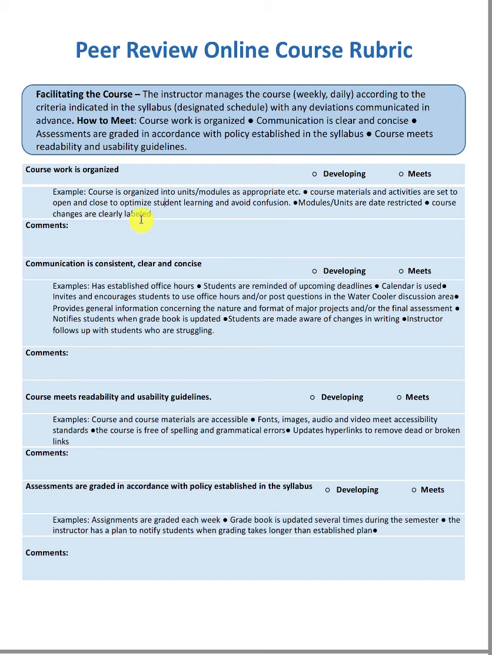Any other examples that the reviewer might find that fit under facilitating the course and the coursework being organized can also be looked at. And so the reviewer would then decide whether this standard is either developing or meets, and then be able to write any comments. So then the next subtopic here is communication is consistent, clear, and concise. And here are more examples of how the reviewer might look to see whether this is being met or if it's just developing, and then a space for comments.